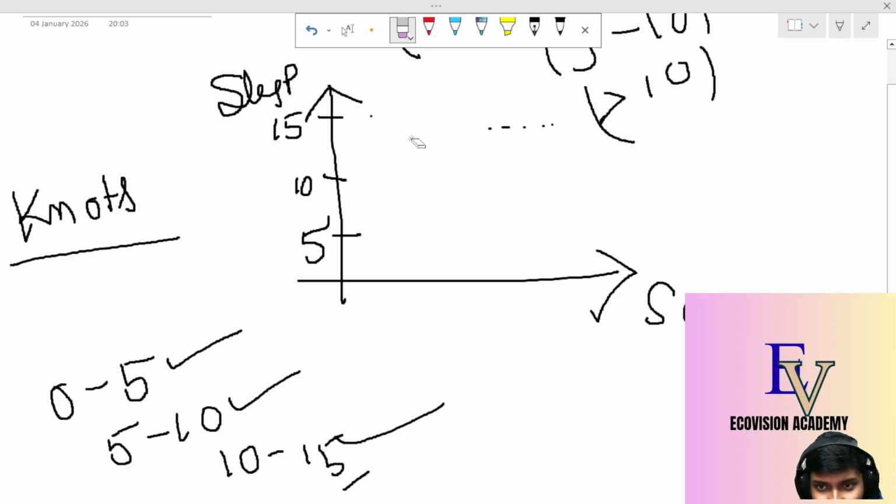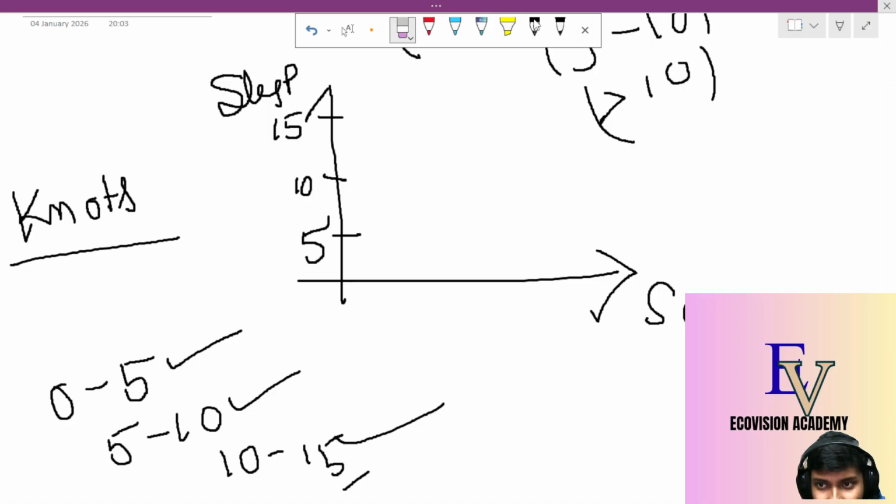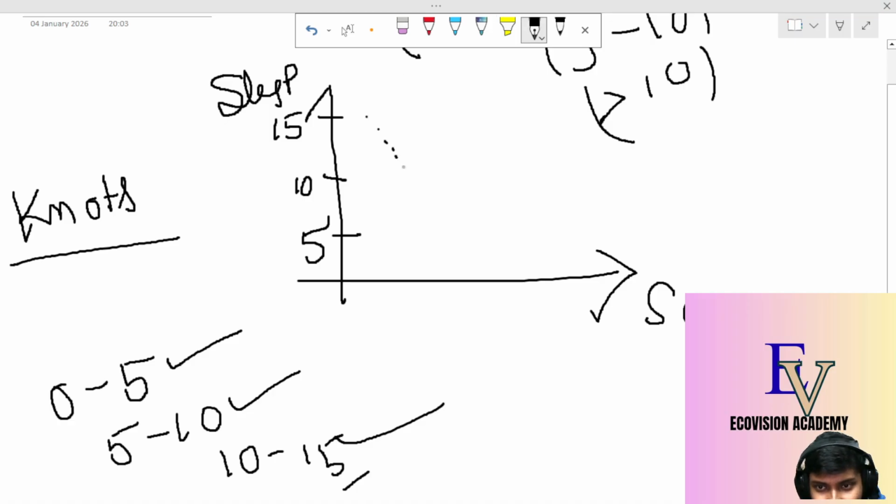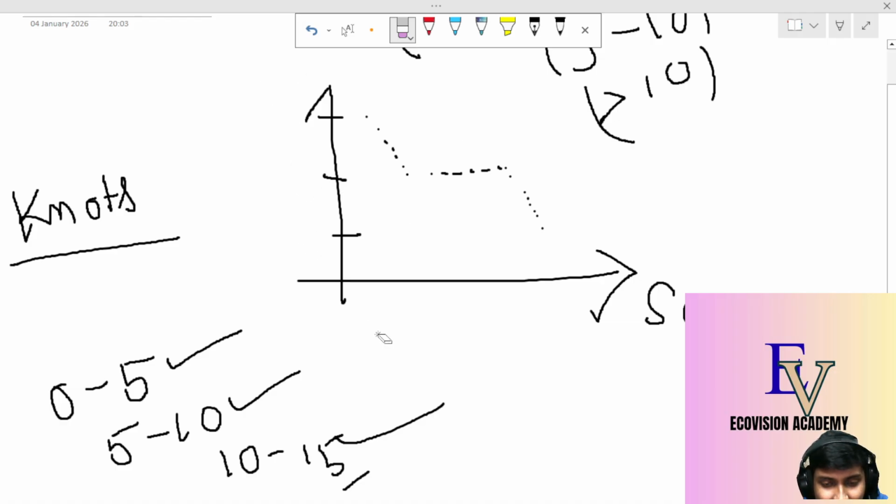Suppose for 0 to 5 hours the dots of the regression are like this. For 5 to 10 hours the dots of the regression are horizontal, and for 10 to 15 hours the dots are like this. So for 0 to 5 hours it is downward sloping. What does it mean? As sleep hours increase, score decreases. For 5 to 10 hours it is horizontal, which means there is no relation.